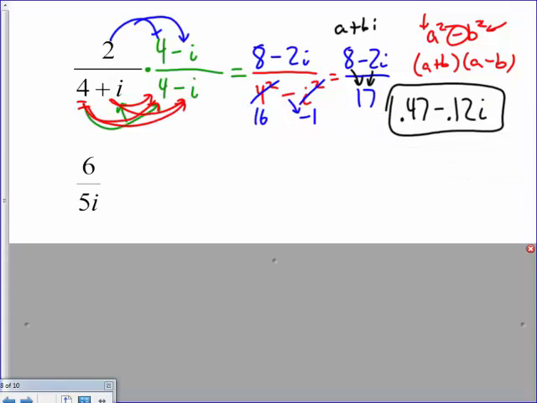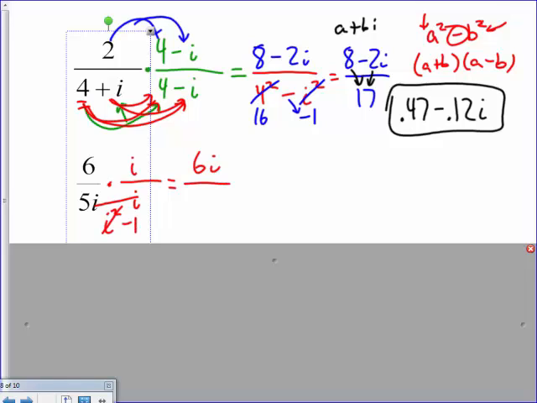All right, don't want it in the denominator, so what do you think I should multiply by? Well, it doesn't have a conjugate, so couldn't I just multiply by i, as long as I do it to the top? So what would I get? I'd get 6i up top, and i times i is i squared. And i squared is really negative 1, and 5 times negative 1 is negative 5. And if we divide those, we'd get negative 1.2i.